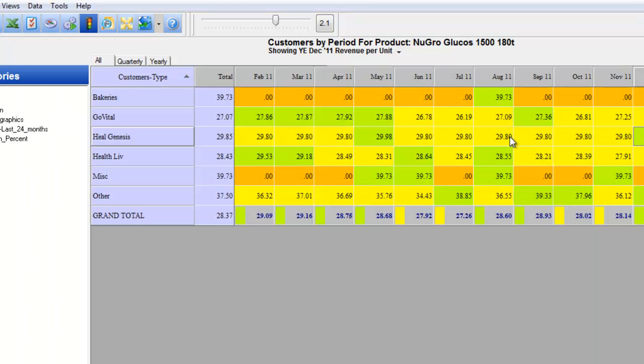But what we do see is that the highest pricing that we're achieving per unit, at least in terms of the higher volume areas, is in the Healthy Genesis and the Healthy Living area. So these are going to be the areas that we really need to focus on.